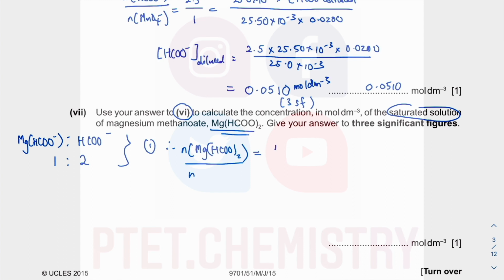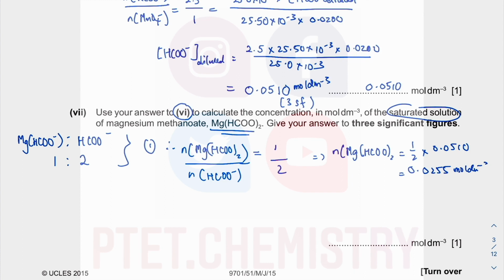Well, I can show you. Okay, this is from the mole ratio. Therefore, the mole of MgHCOO twice is half times 0.0510. And I get 0.0255 mole per dm cube. This is in the diluted solution, because this is in the diluted solution. All right, so this is in the diluted, this is in the diluted.